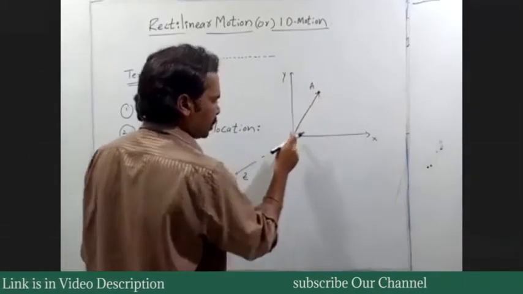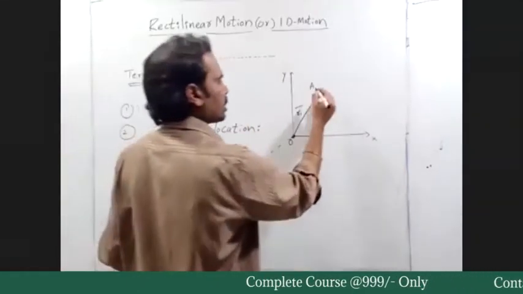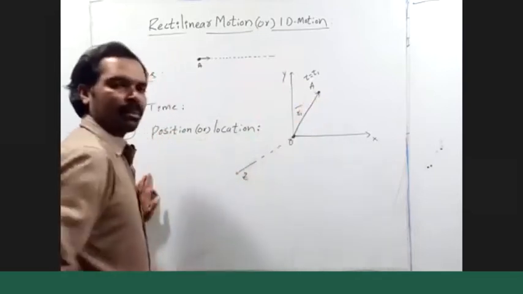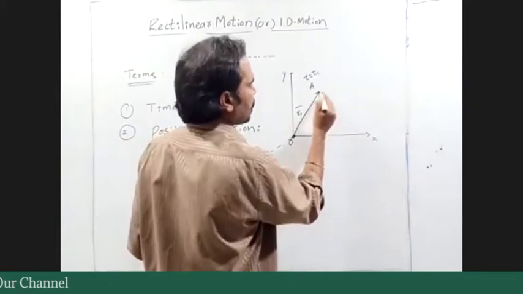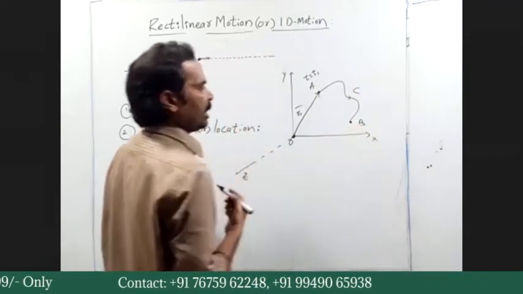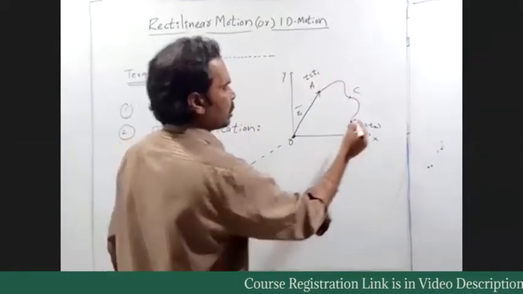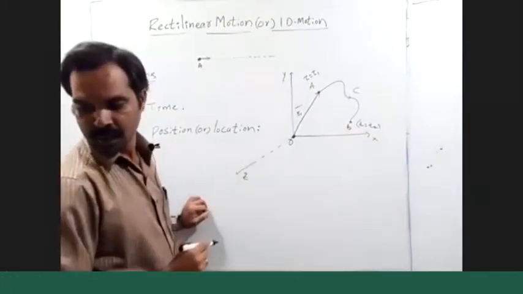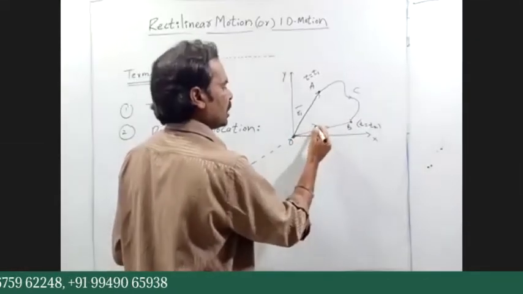For example, the position vector of point A from this origin is R1 bar. The moving particle, at instant T1 seconds, is at point A. Then the particle begins to move from point A along a path A, C, B, and comes to another point B at another instant, T equals T2. At this instant the particle is at point B, and its position is represented by the position vector drawn from the origin, that is R2 bar.